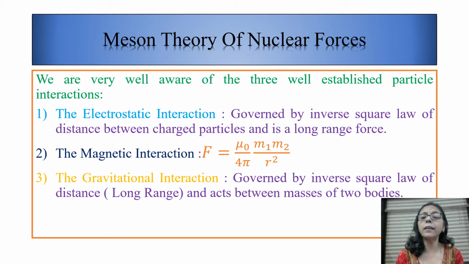If you talk about the magnetic interaction, it is given by mu naught upon 4 pi m1 m2 upon r square, where m1 m2 are nothing but the pole strengths and r is the distance between the poles, and mu naught upon 4 pi, we all might be remembering, has a value of 10 to the power minus 7. You can calculate this force. Talking about the gravitational interaction, it is again governed by inverse square law of distance, which is a long-range force and acts between masses of two bodies. So we all know in this universe, the celestial bodies all are governed by gravitational interaction.